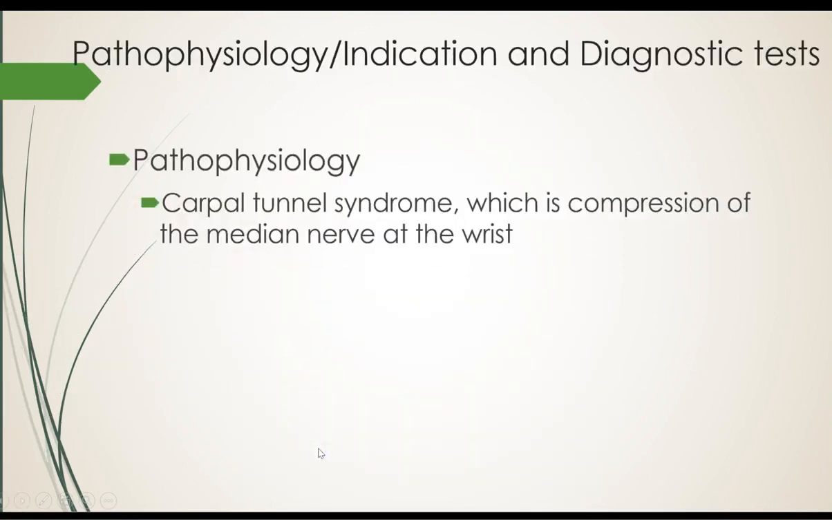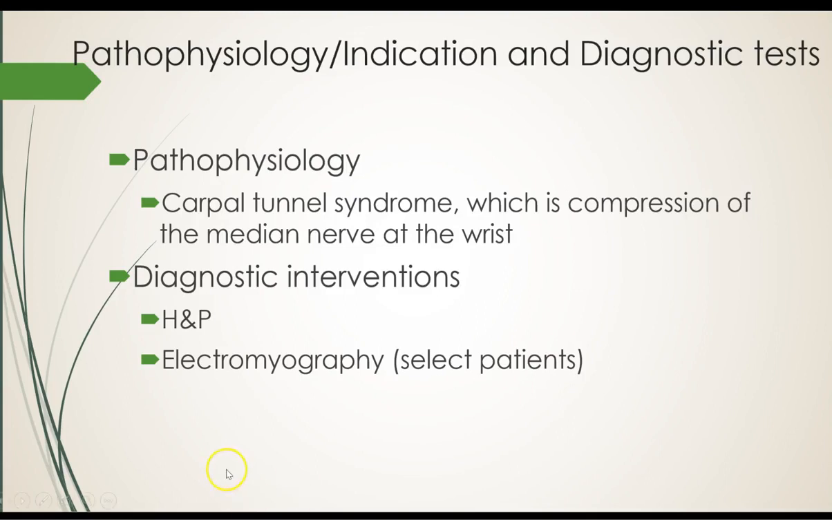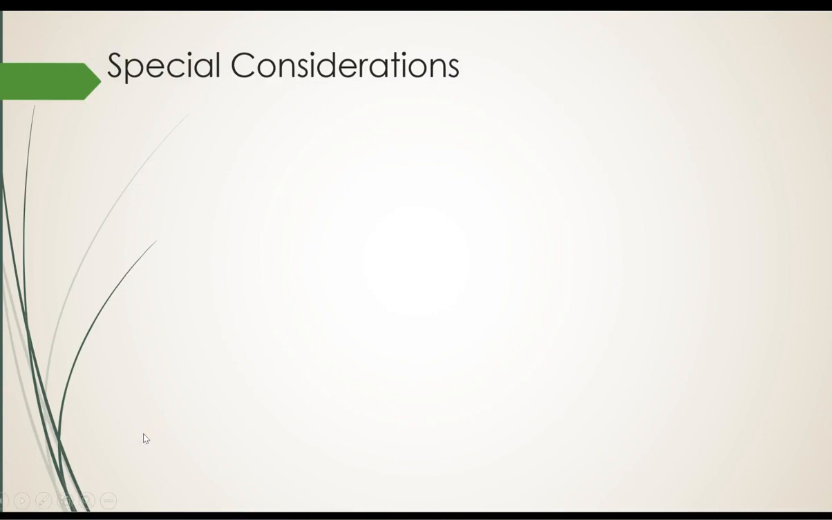So why are we doing this? Carpal tunnel syndrome is a compression of the median nerve at the wrist. So that flexor retinaculum is squeezing down on that median nerve and not allowing it to move freely and causing it to be inflamed. What kind of things do we do to diagnose this? An H&P, and for certain patients we'll actually get an electromyography, which is a test where we hook electrodes to the hand and we see how fast the electrical impulses come from the brain to the hand, and if they're slowed we know that the median nerve is being compressed.